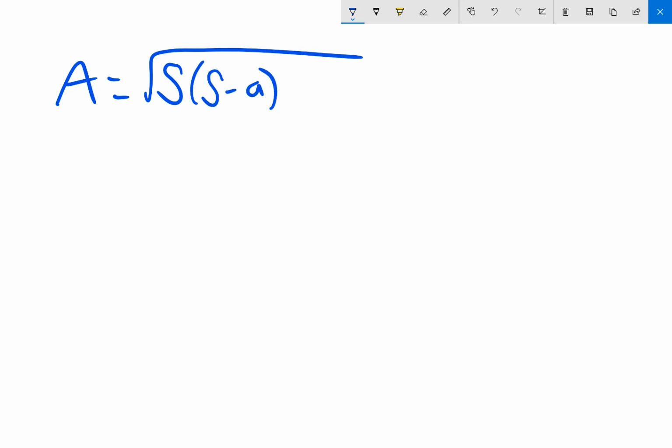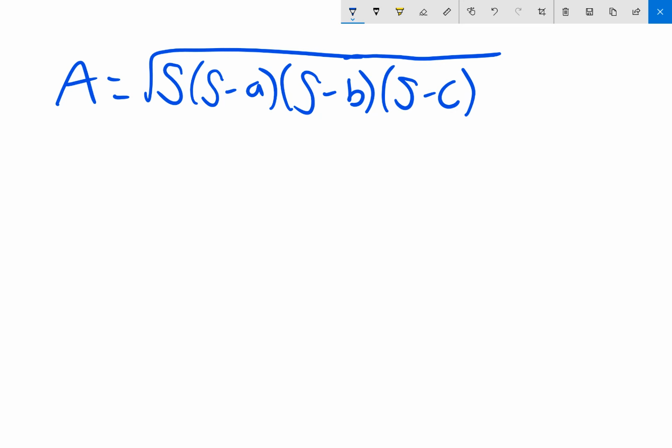All right, now number 16 and 17 are very special problems. I don't know if I would say they're hard, but they're different, that's for sure. So let's write down the formula first. A equals, for number 16, A equals the square root of S times S minus A times S minus B, times S minus C. That's our formula.